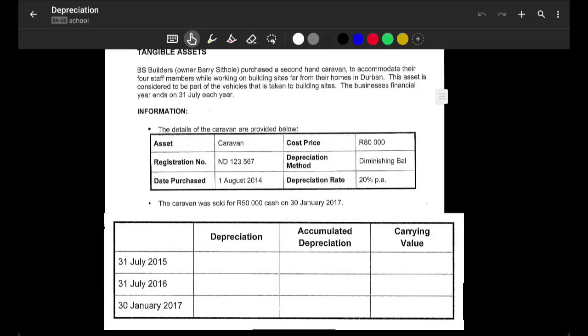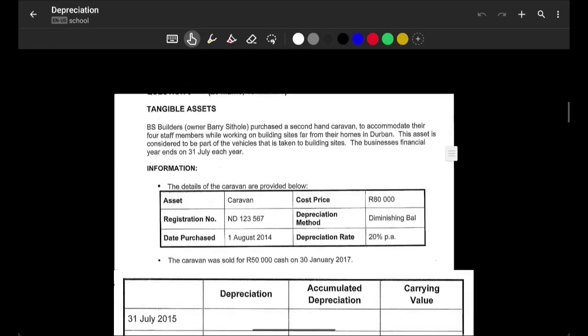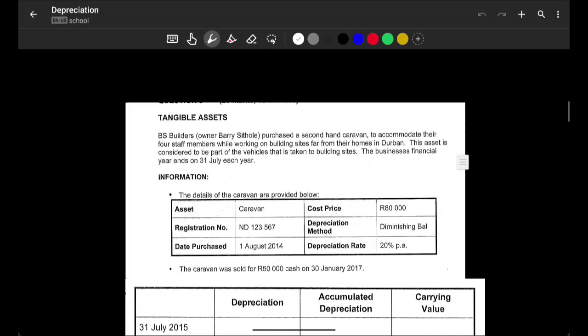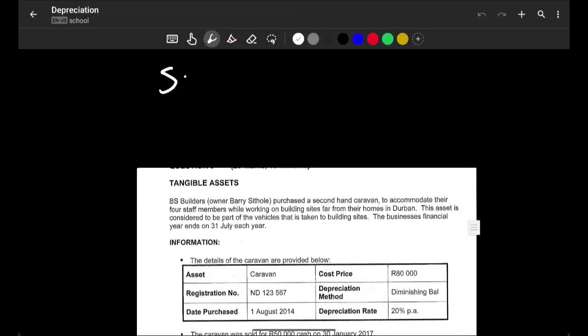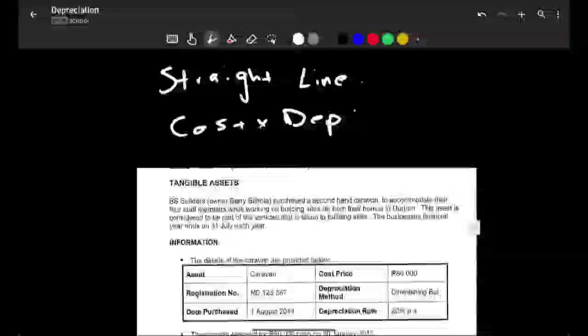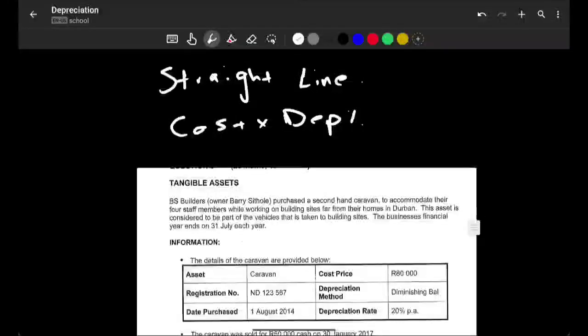So picking up from where we left off in the last video, we're going to be looking at depreciation and how to exactly calculate the depreciation on the straight line method, right? So remember we said that depreciation on straight line method is calculated at cost multiplied by the depreciation percentage. Now for straight line method, it never changes. It is always this calculation, right?